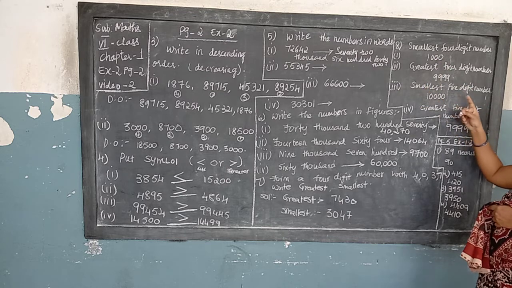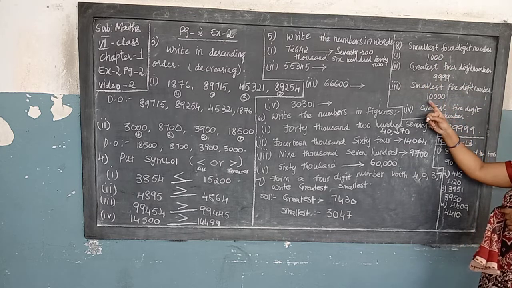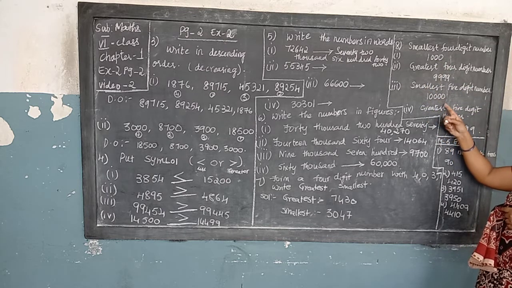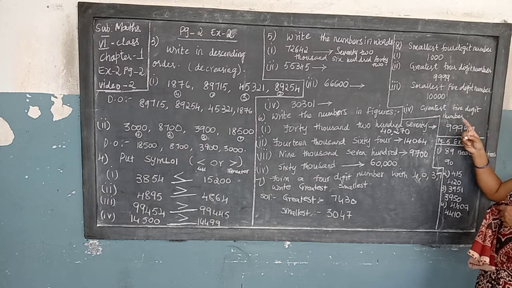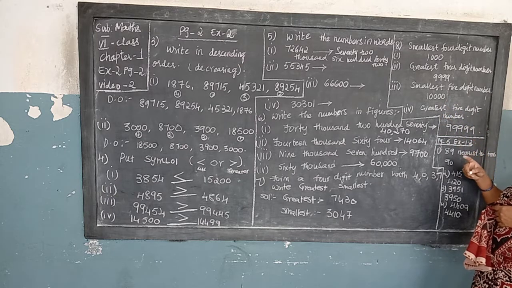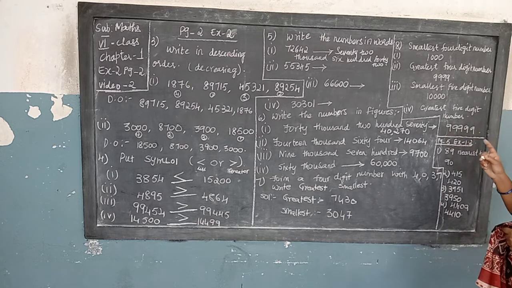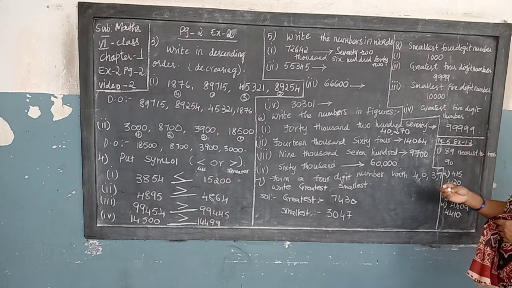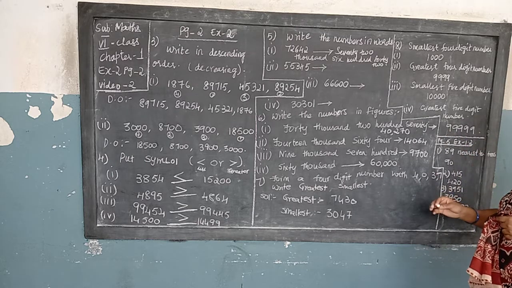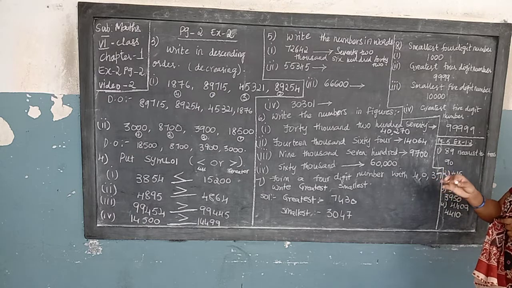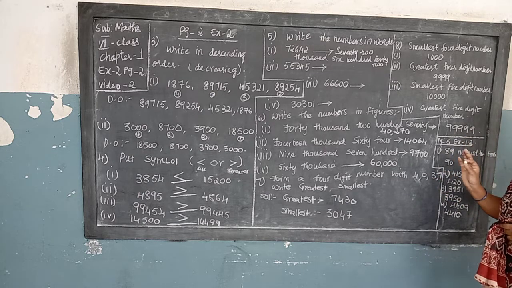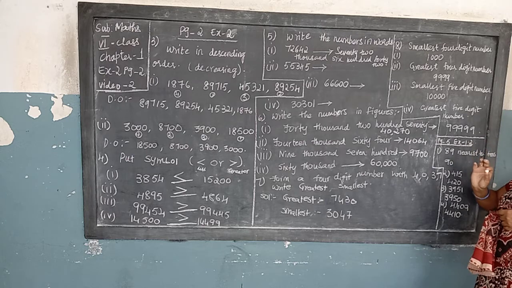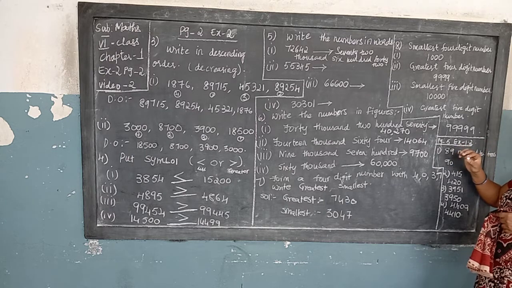Next, the smallest 5-digit number. 1 followed by 4 zeros. 10,000. Next, greatest 5-digit number. Greatest means you remember all nines only. Suppose it is greatest 4-digit number, 4 nines. Greatest 3-digit number means 3 nines. Greatest 2-digit number means 2 nines. Like that you can remember, children.